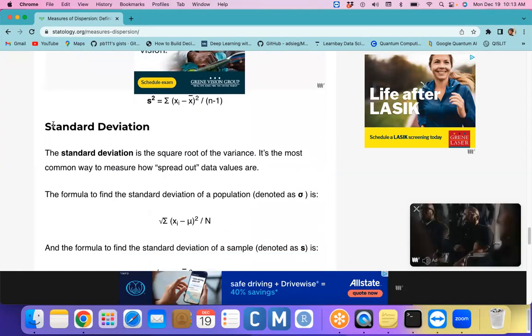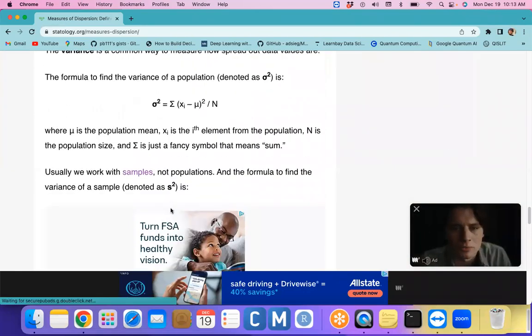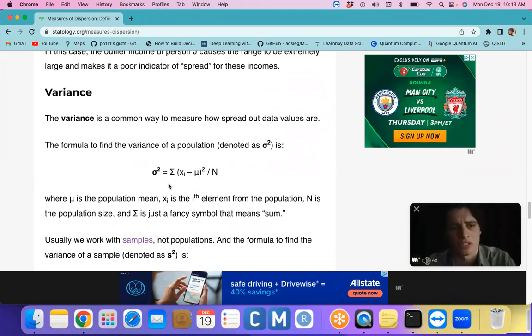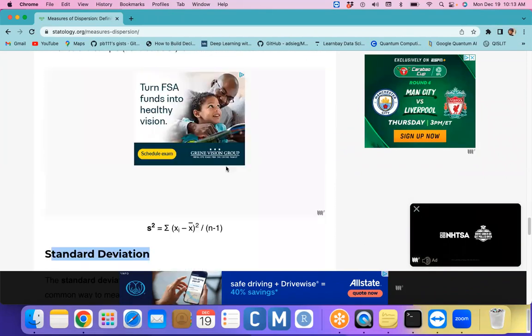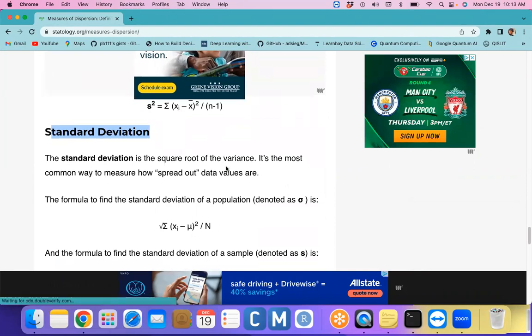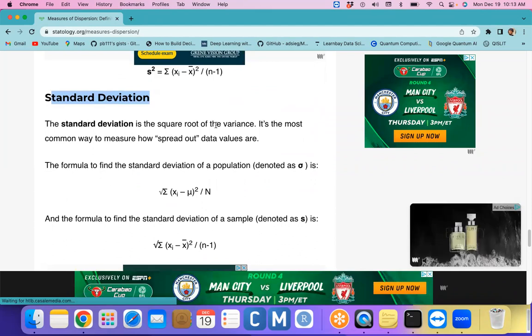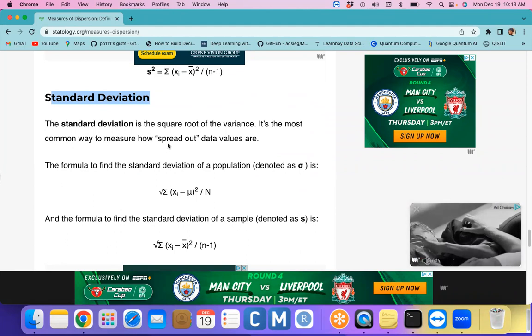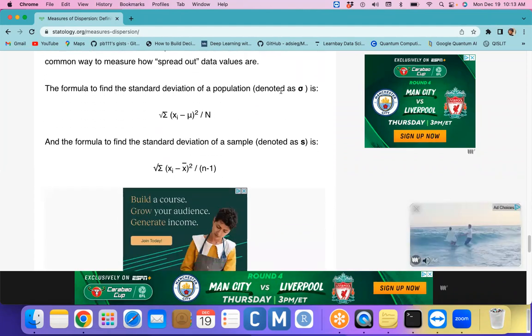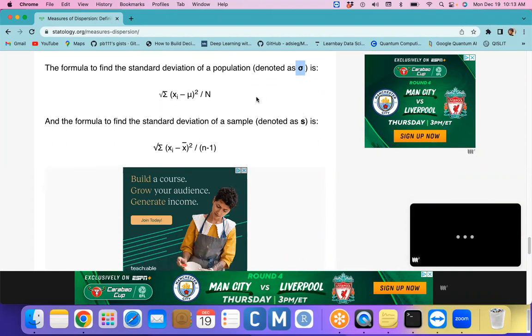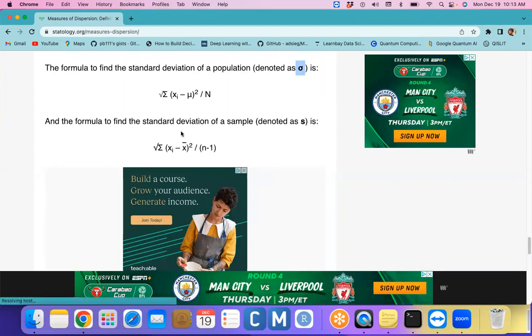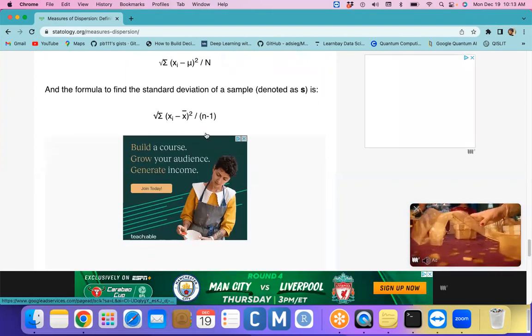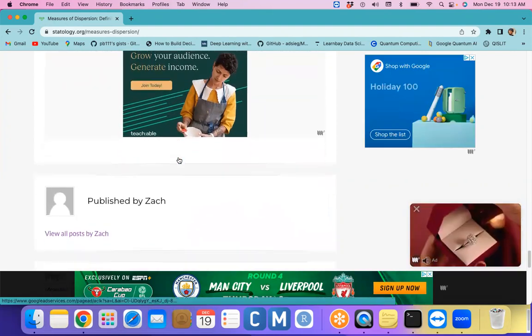That's the reason the concept of standard deviation comes into the picture. It's a very simple thing: whatever the formula for the variance, we just apply a square root on it. So standard deviation is the square root of the variance. It is the most common way to measure how the data is spread. The formula uses sigma, and if it is a sample, we use s. The formula is the same, you're just applying the square root to the variance formula.